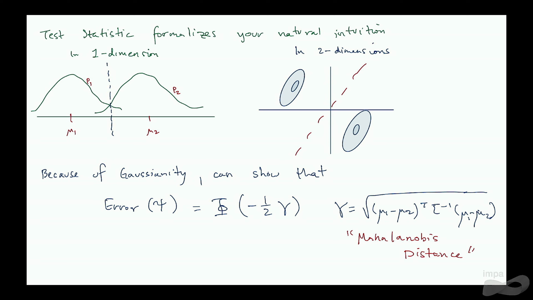Okay, so this is the error probability, which is just the Gaussian CDF. And it works in the natural ways: if the means are more spread out, the error is smaller, it's easier to classify, and these sorts of things.